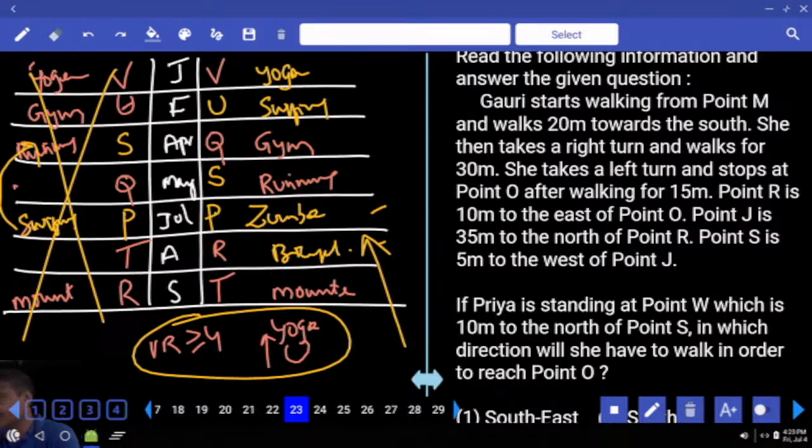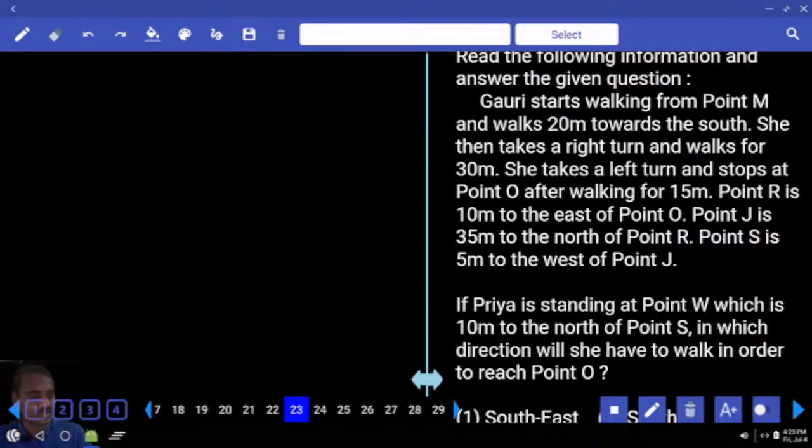Then 23 to 24. 23 to 24. And first priority. Question numbers 23 to 24. Now first priority. Now Gauri starts walking from where?